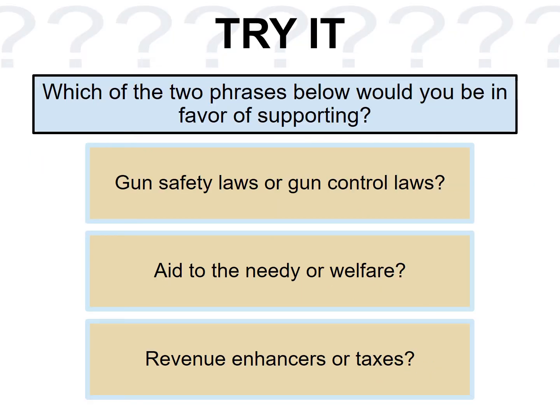So which of the two phrases below would you be in favor of supporting? Gun safety laws or gun control laws? Aid to the needy or welfare? Revenue enhancers or taxes?